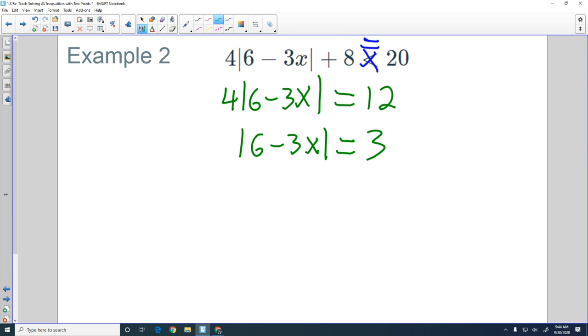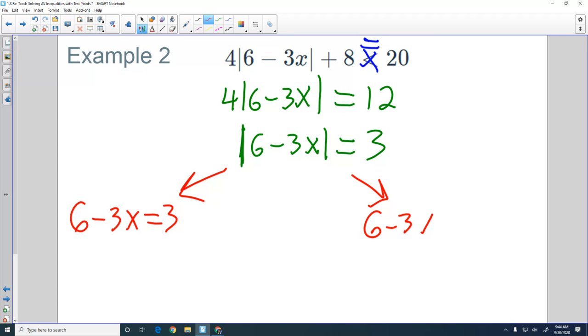And now at this point, we have isolated the absolute value. So this is not a 16. Remember, that is an absolute value bar. And now we're going to write our two equations and solve each of them separately. The first one will be just 6 minus 3x equals 3. We don't change anything. The second one is 6 minus 3x equals negative 3. So here's where we change the negative sign.